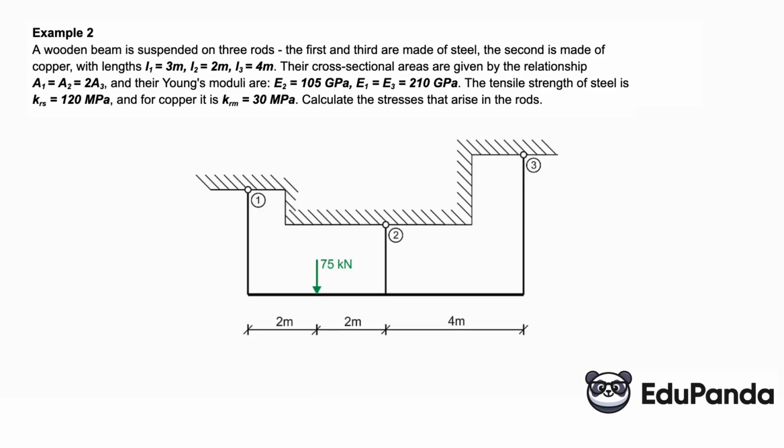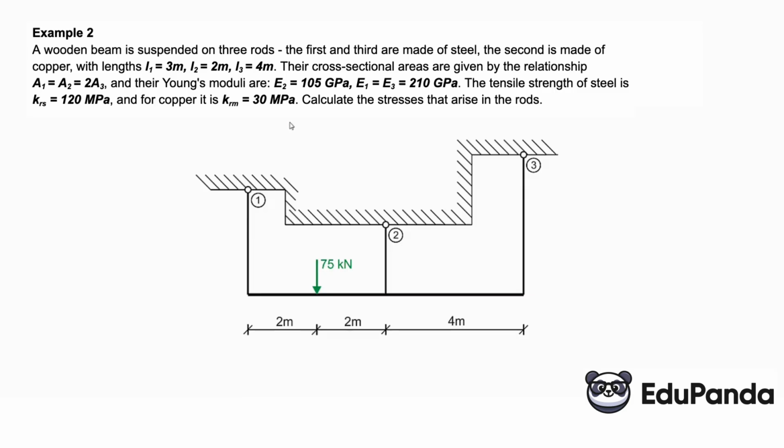The Young's modulus for the second bar, the copper one, is 105 GPa. For the first and third, that is, for the steel bars, it is 210 GPa. The tensile strength of steel is 120 megapascals, and for copper it is 30 megapascals. Now we need to calculate what stresses arise in the bars.